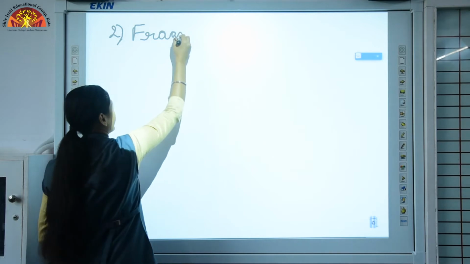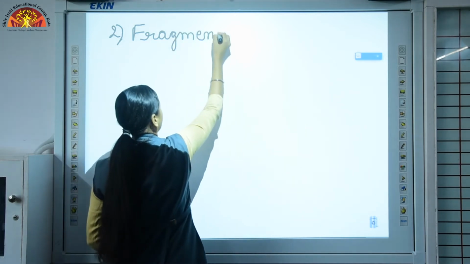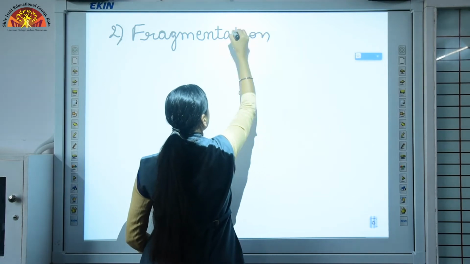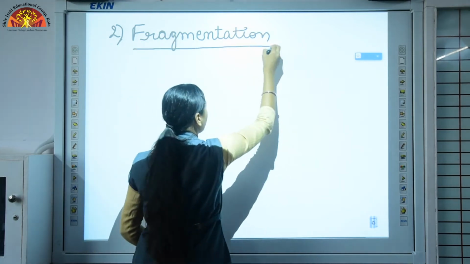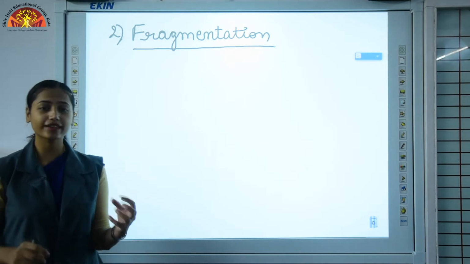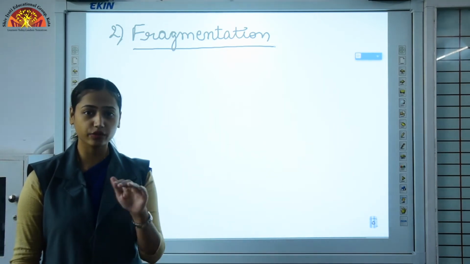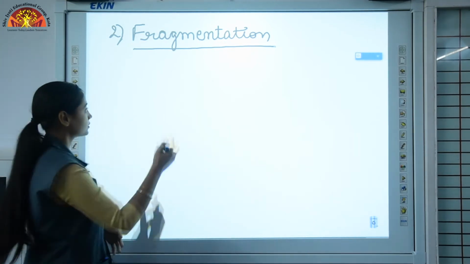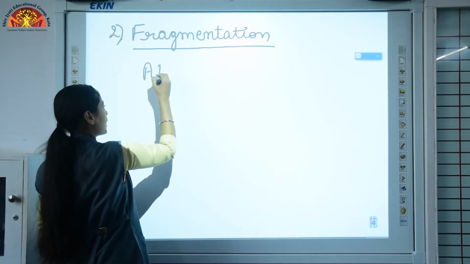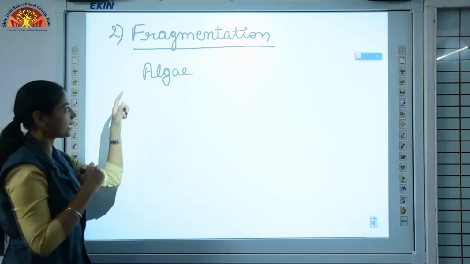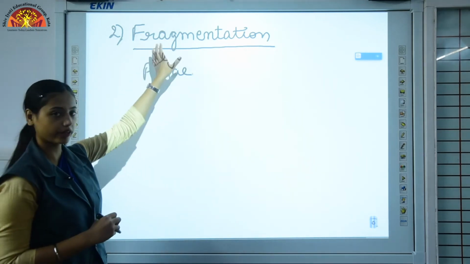What do you mean by fragments? Parts, pieces. Have you seen that green layer over the surface of lakes and ponds? That green layer is what? That is a layer of algae, another microscopic organism. Now this algae reproduces by fragmentation.